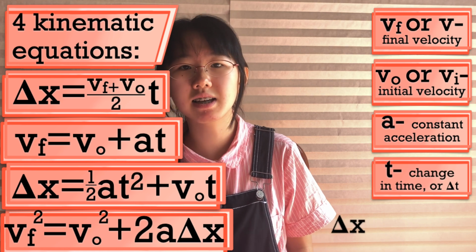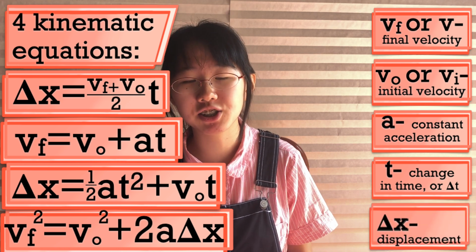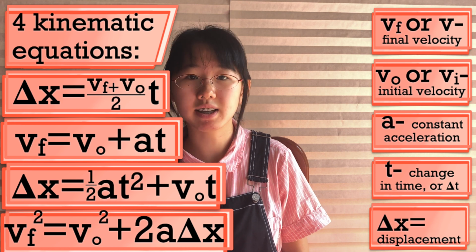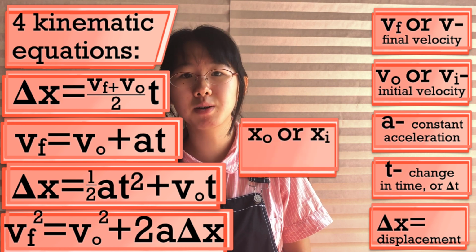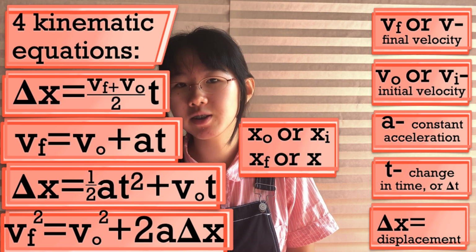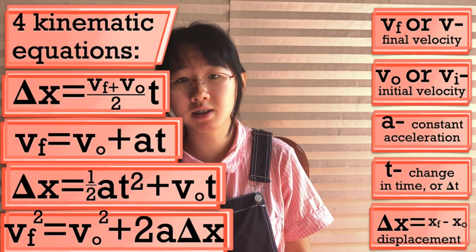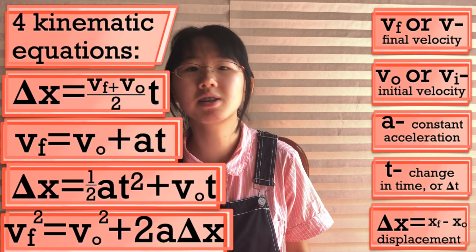And finally, delta x is displacement. If you remember from a few videos ago, delta means change in. So sometimes instead of delta x for displacement, we'll get x subscript naught or i for initial position and x subscript f for final position. When these are there instead of delta x, the initial position is usually being subtracted from the final position to get that total displacement. Hopefully that wasn't too awful.